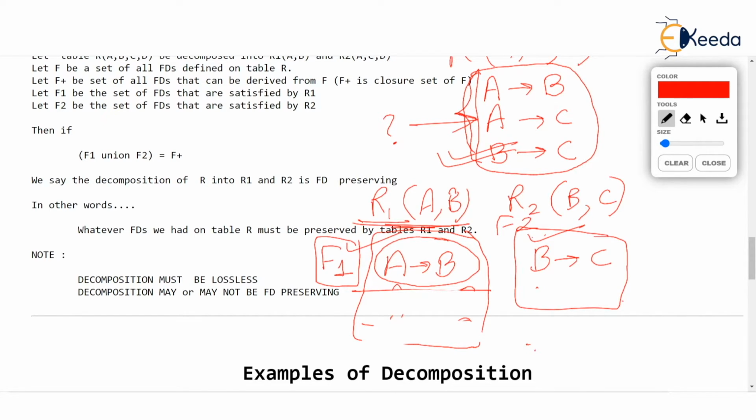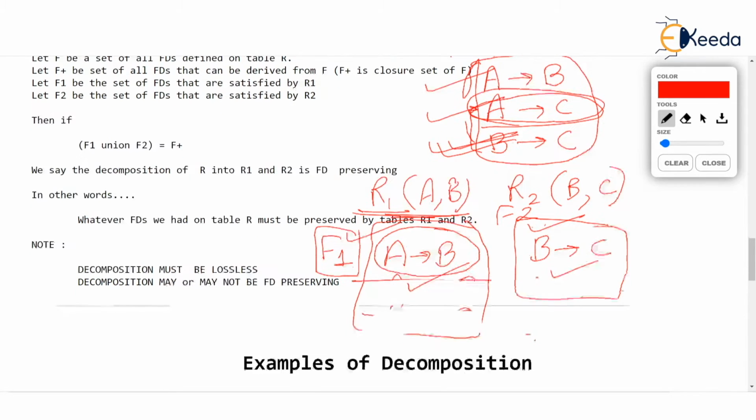But you will then say, sir, the original table had three dependencies, isn't it? See these dependencies again. The original table had three dependencies. And now for R1 and R2 combined, if you find the union of F1 and F2, we will get only two dependencies: A determines B and B determines C. What about A determines C? This is still missing. But hello, now starts the fun part.